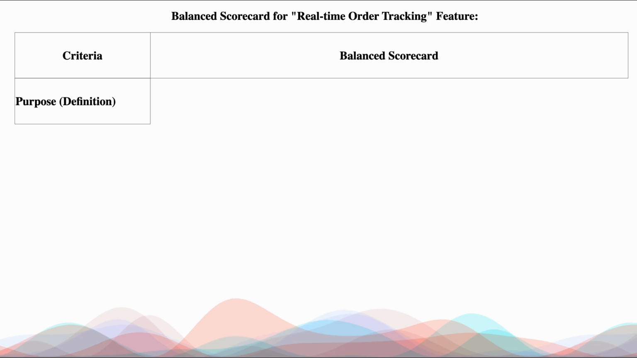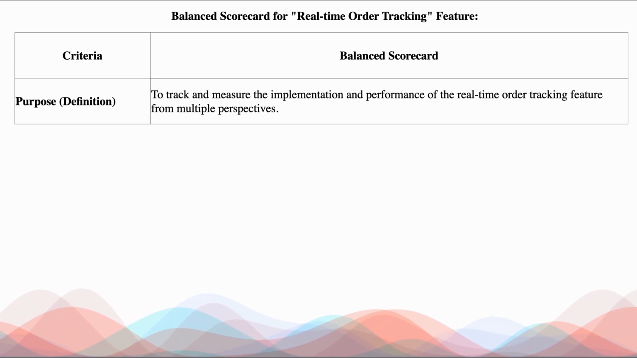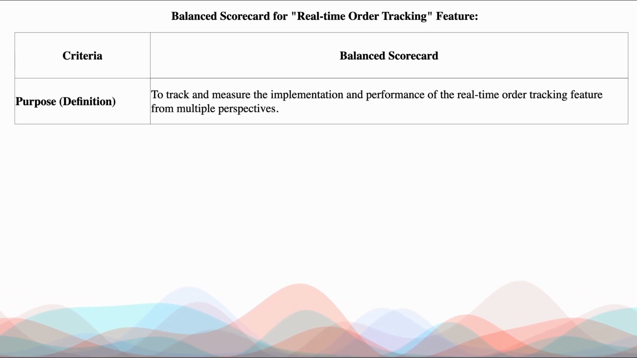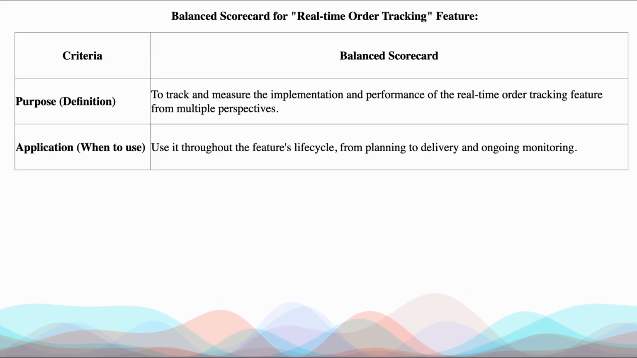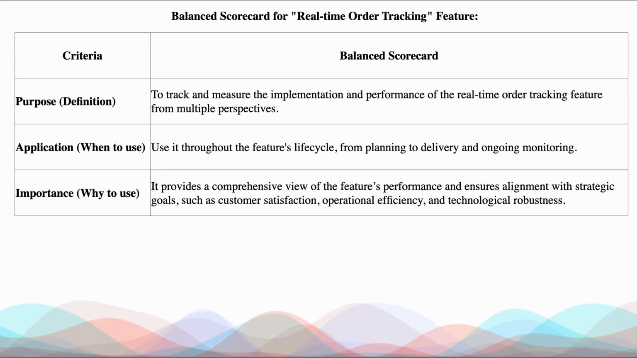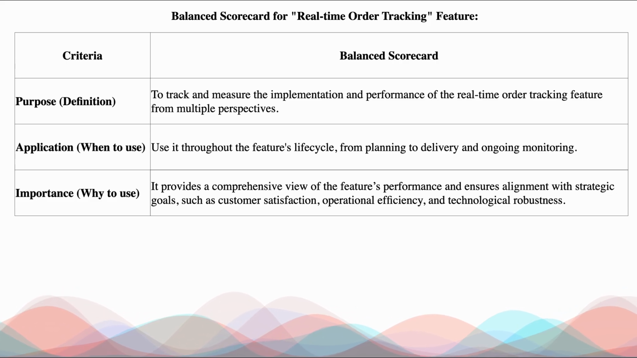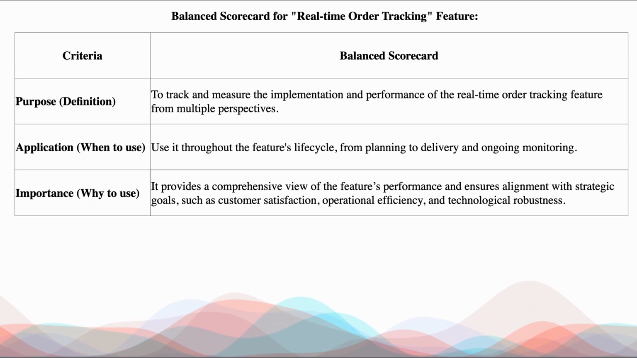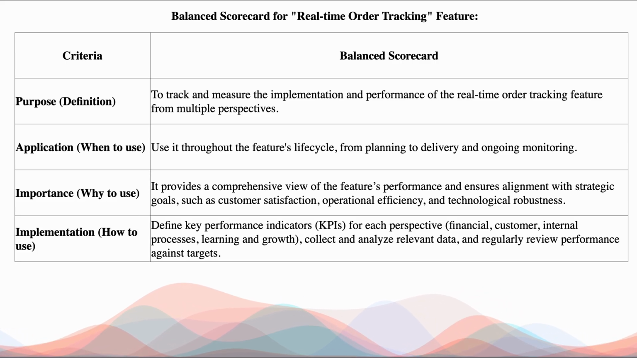Now the purpose here would be to track and measure the implementation and performance of a real-time order tracking feature from multiple perspectives. The major goal is how it will be implemented and how the performance will be tested or measured from different angles. When we use this, we use throughout the project lifecycle till the project is delivered. Why we use it? It provides a comprehensive view of performance and ensures alignment with strategy goals. Let's say customer satisfaction is one of those goals. Operation efficiency and technology robustness are also other alignments.